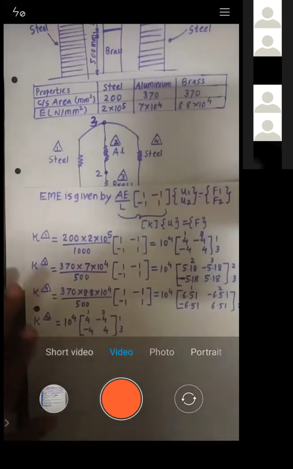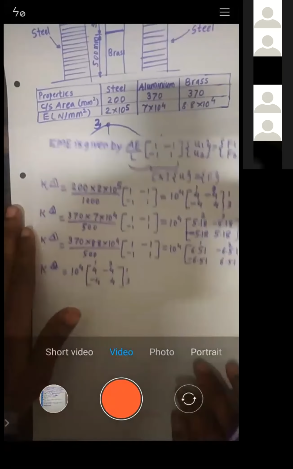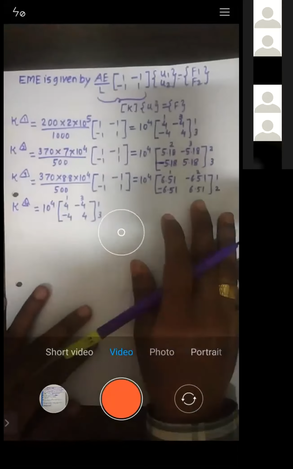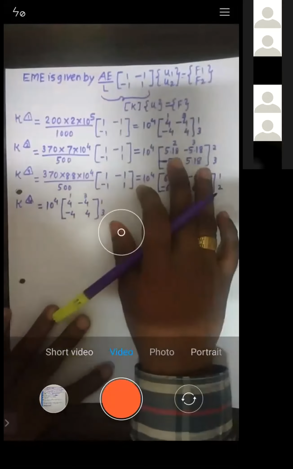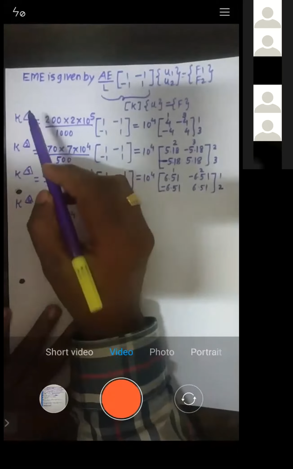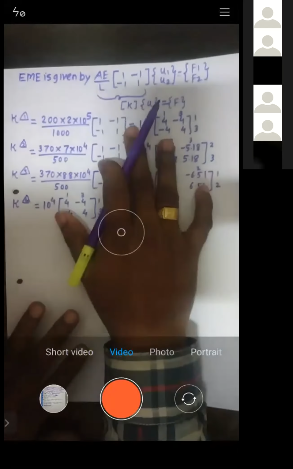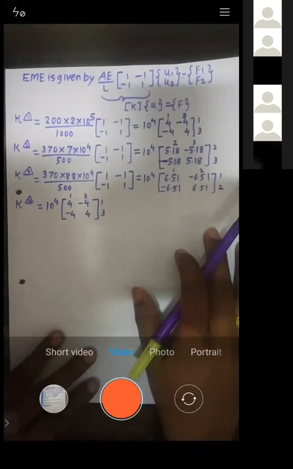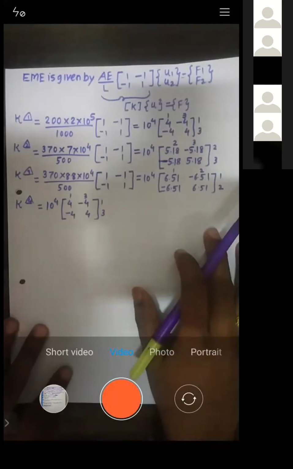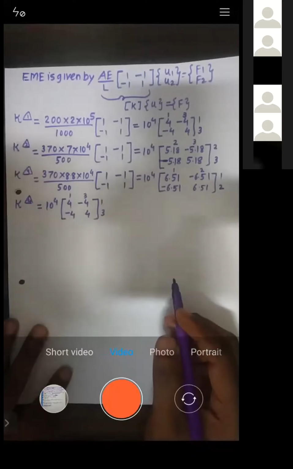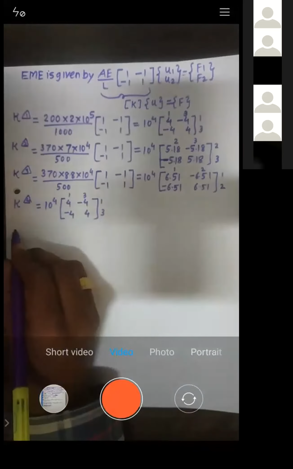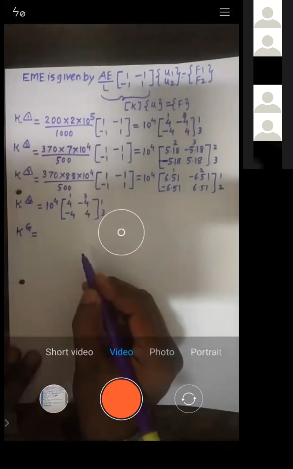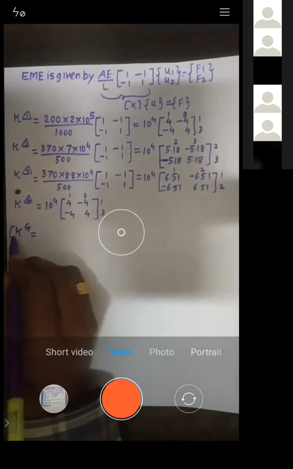Now see what you have. You have an element matrix for every element. This will be for element number 1, this for element number 2, 3, and 4, like that. Now we are interested in getting a single matrix which will govern the entire system. That matrix is called the global matrix, indicated by Kg.